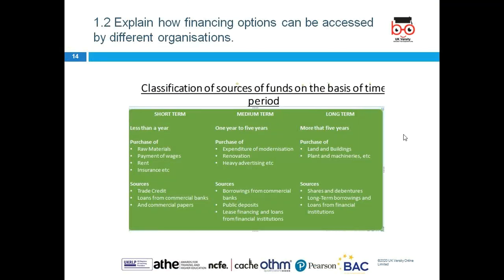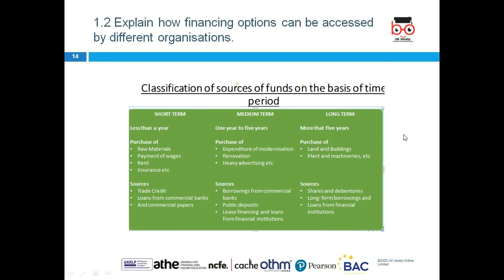Next, 1.2, we're looking to explain how the financing option can be assessed by different organizations. So how many types of key organization? We discussed sole trader, partnership, and limited company, and even we discussed charity. So we need to think about what is best for you. SMEs are the big organization, the private limited company or the public limited company, the sole trader or partnership.